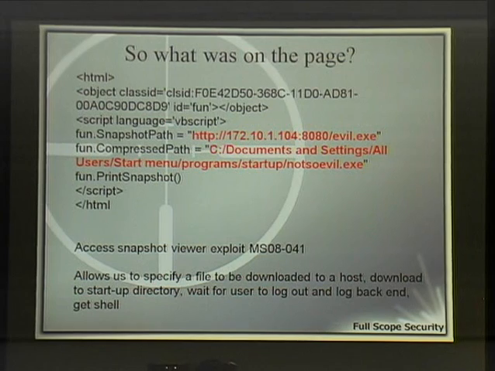And so what was on the page was this Access Snapshot Viewer exploit, which wasn't a memory corruption exploit. There wasn't a buffer overflow. All it would do is download a file to wherever you told it to. So what I had to do was download to the all-users startup, so next time someone logged in, it ran the malware, and we got our shell. The important thing is the users had to enable the ActiveX control.